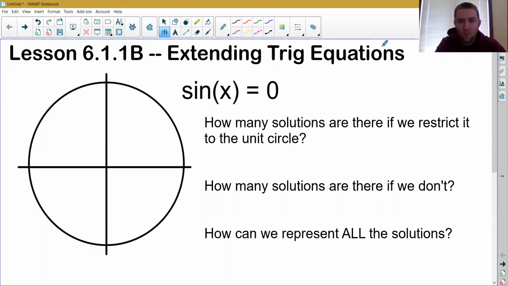Hello students, welcome to your second video lesson on trigonometric equations. We're still in section 611, but today we're going to extend our trig equations to not be on a restricted domain like we had yesterday. Yesterday we were just working with restricted values for x that were on the unit circle. Today we're going to expand that, or extend that.